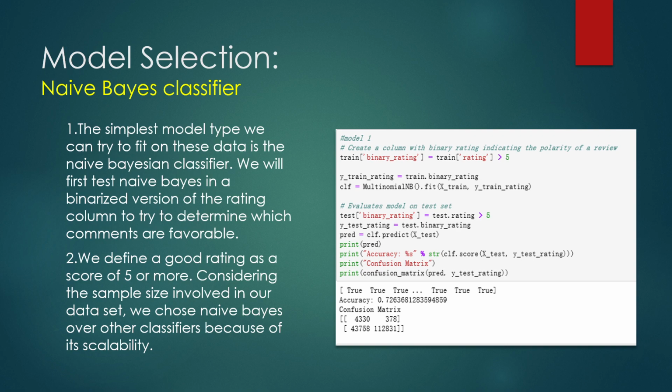The total rating is 10 stars, and I set 5 as the boundary. Finally, the accuracy of the Naive Bayes classifier is 72%. Actually, it is not a very high accuracy.